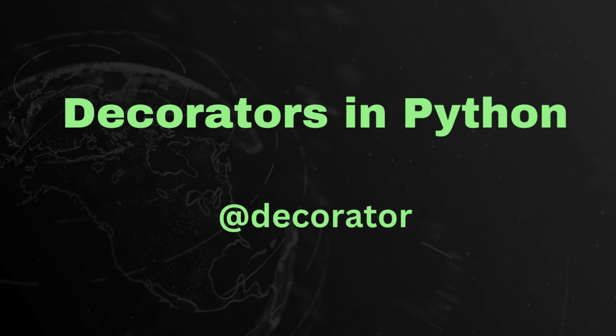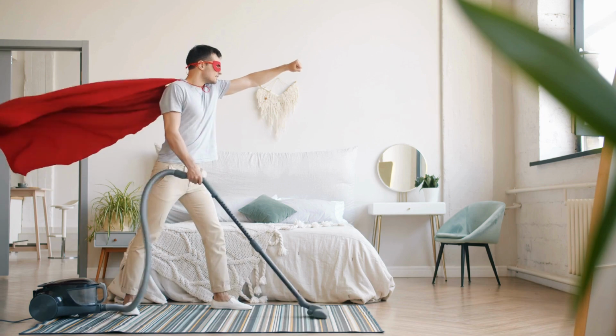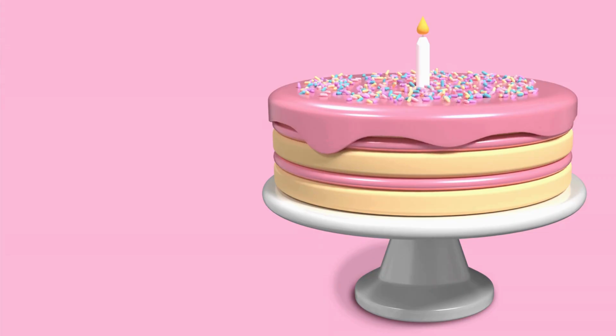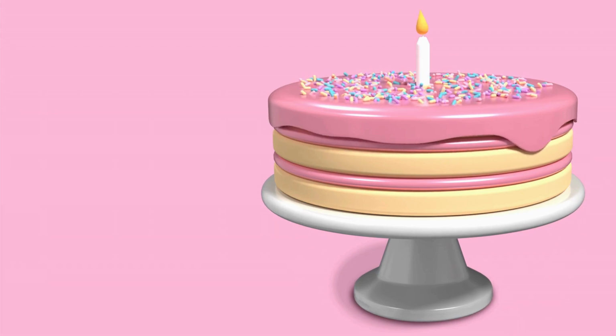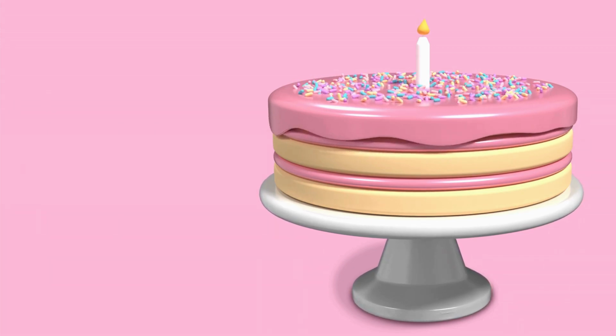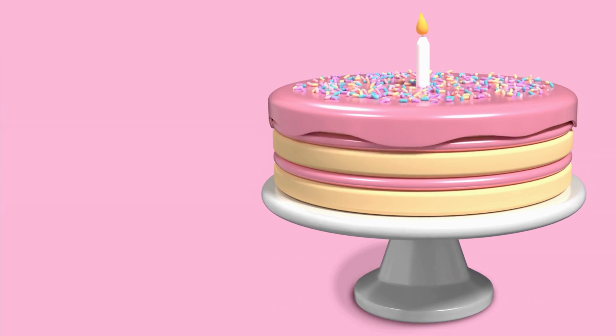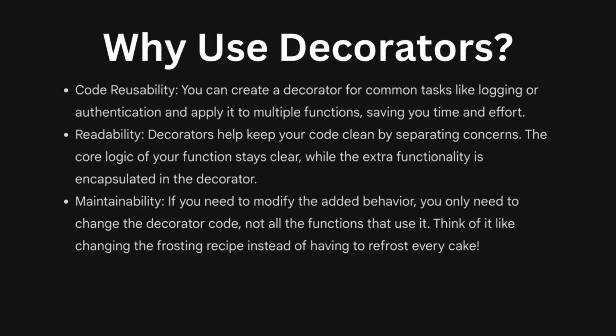Today, we're diving into a powerful concept in Python, and that is decorators. Decorators might sound fancy, but they're actually a way to essentially add superpowers to your functions without permanently changing your code. So imagine you bake a delicious cake. Now, you could just eat it plain, but wouldn't it be better with some frosting or sprinkles? Decorators are just like those extra toppings. They take an existing function, add some functionality before or after it runs, and then return a modified version.